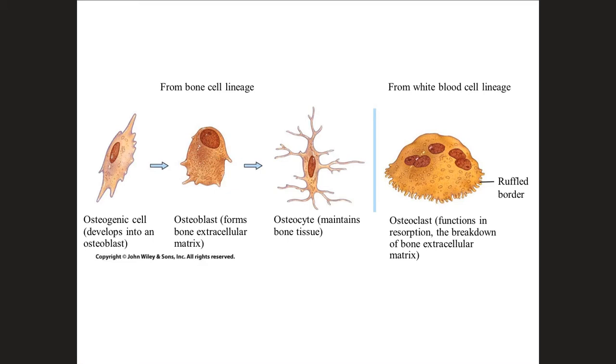They can then differentiate into osteoblasts. Osteoblasts are cells that form bone, or bone-forming cells. These cells are not capable of mitosis. So once a cell has differentiated into an osteoblast, it can no longer undergo mitosis, meaning when those cells die, they're gone, and new ones have to come from these osteogenic cells.